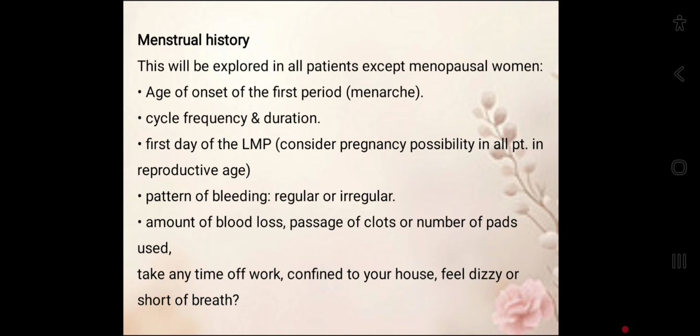Also, we ask about the last menstrual period to consider the possibility of pregnancy. Ask about pattern of bleeding, whether regular or irregular, amount of bleeding, any passage of clots, and number of pads used. This will explain if this is average amount of bleeding or heavy menstrual bleeding. Ask if the patient takes any time off work, is confined to the house, or feels symptoms of anemia following menstruation.